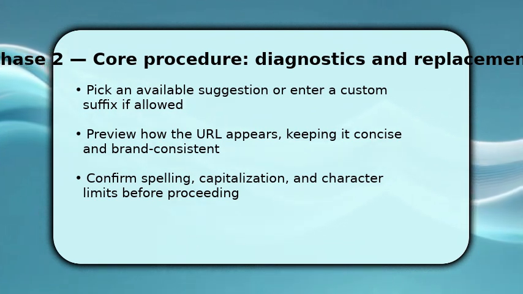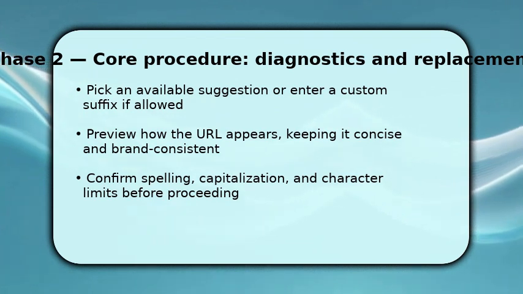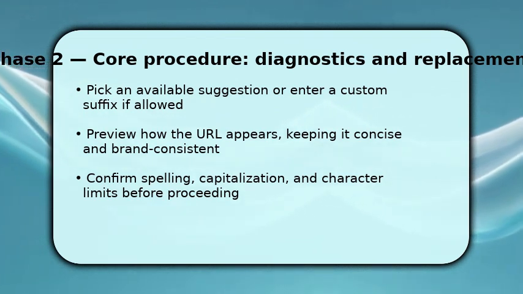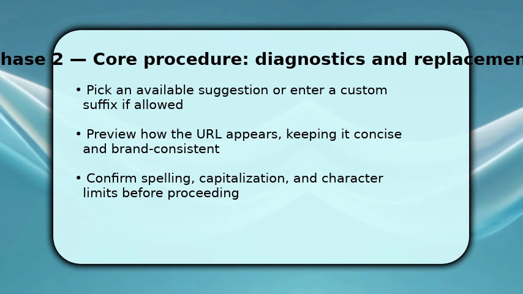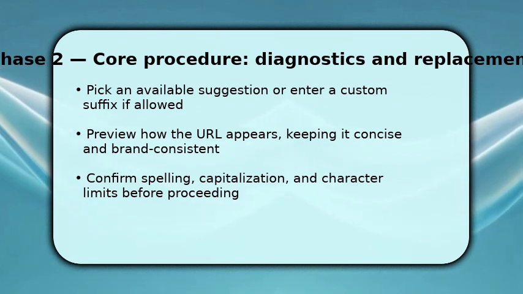After finalizing the text, click Confirm to claim it. Keep an eye on any platform prompts. They may require acceptance of additional terms or immediate confirmation to lock the URL.